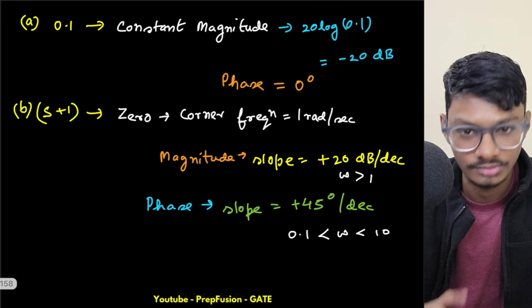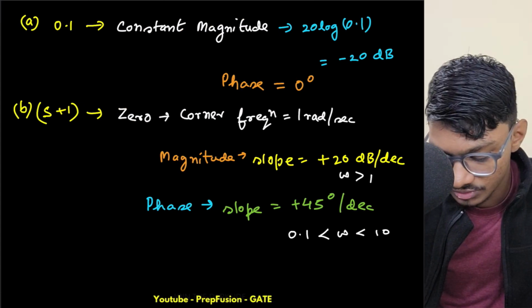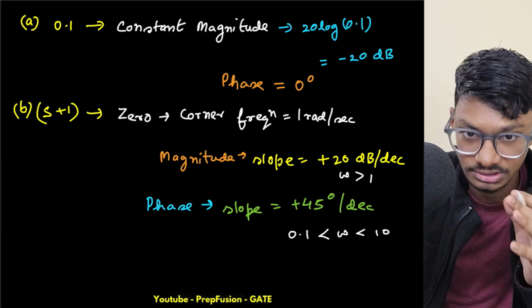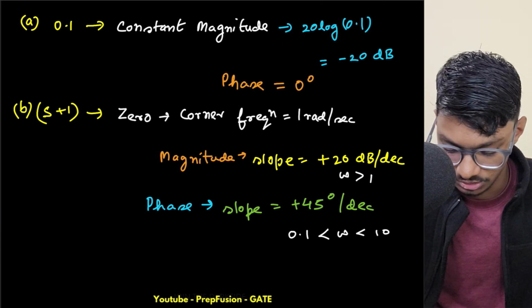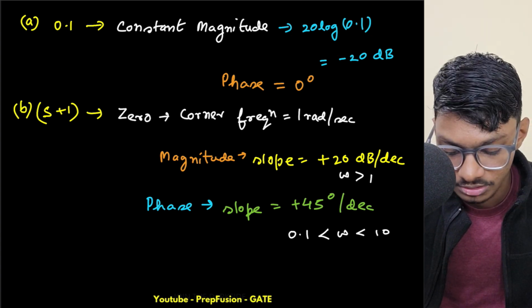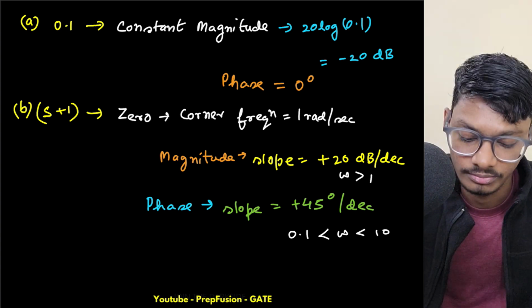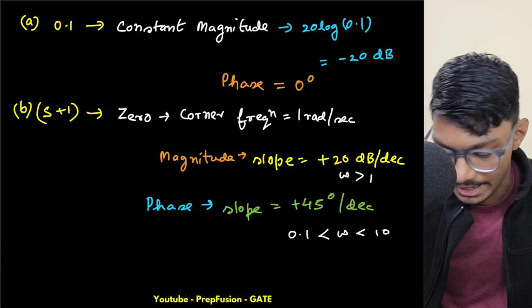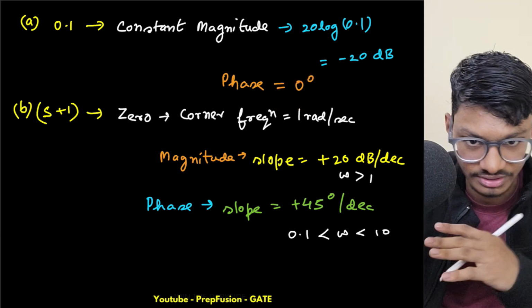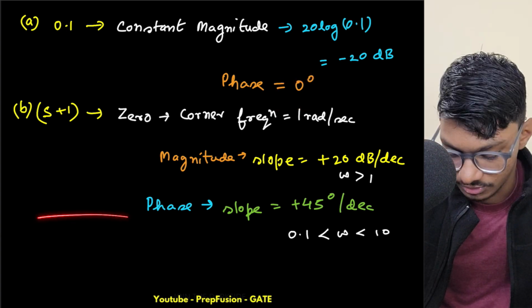So I was just breaking them down. The first one was 0.1, which has a constant magnitude, and we did this in the first example. For constant magnitude, the Bode plot remains constant and we just have to convert it into dBs. So in dBs, 20 log 0.1 becomes minus 20. And what about the phase? As k is positive here, the phase is 0 degrees, no phase change. The phase plot is constant for this one.